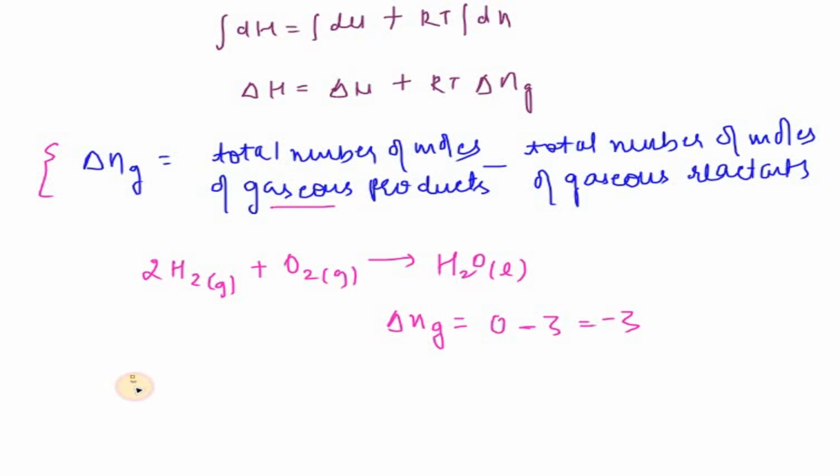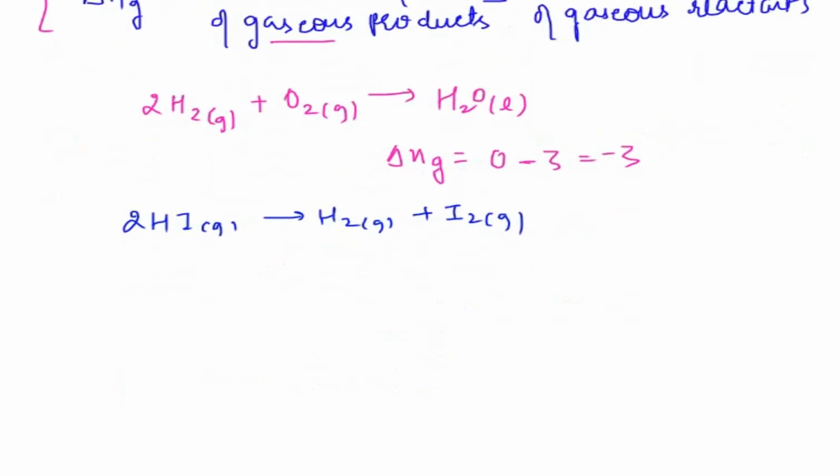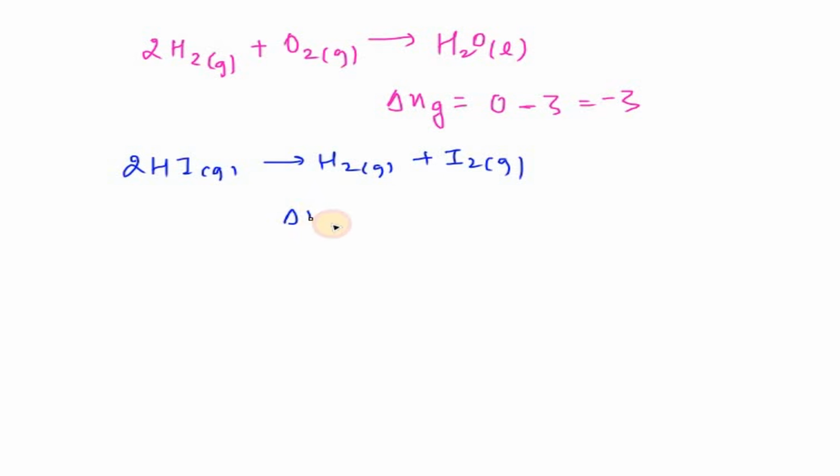Now if we talk about this equation, 2HI in gaseous form is forming dihydrogen in gaseous state and I2 in gaseous state. So what could be the value of delta Ng? We know it is gaseous product minus gaseous reactant. So 2 minus 2, 2 moles of gas product and 2 moles of reactant, that is 0.